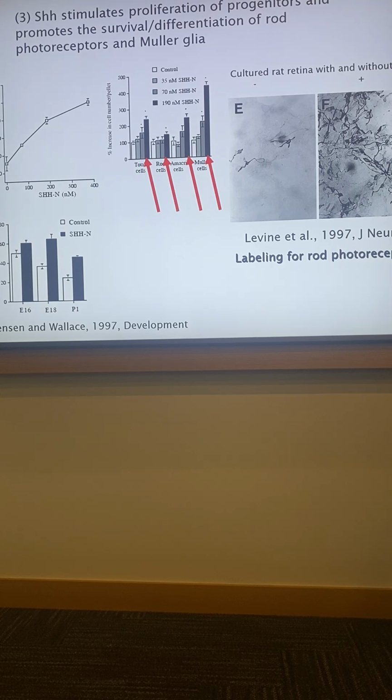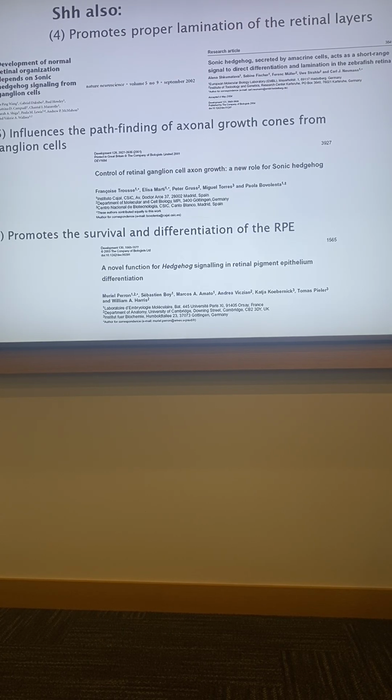It also promotes rod differentiation and survival. It promotes lamination in the retina, influences pathfinding in the optic chiasm, and promotes survival and differentiation of the pigment epithelium that lies behind the retina. The point here is don't think that a transcription factor or a secreted factor has just one function in development. They're reused. That's the only point here.